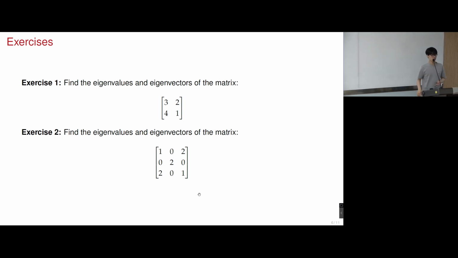And I'm not going to solve exercise 2. You can just try it. Because it's 3 by 3, you can imagine this is going to be a bit more difficult. But difficult not in a mathematical sense. It just takes a long time to do the computation. So if you want to, you can try it, okay? It's going to give us similar answers to this.